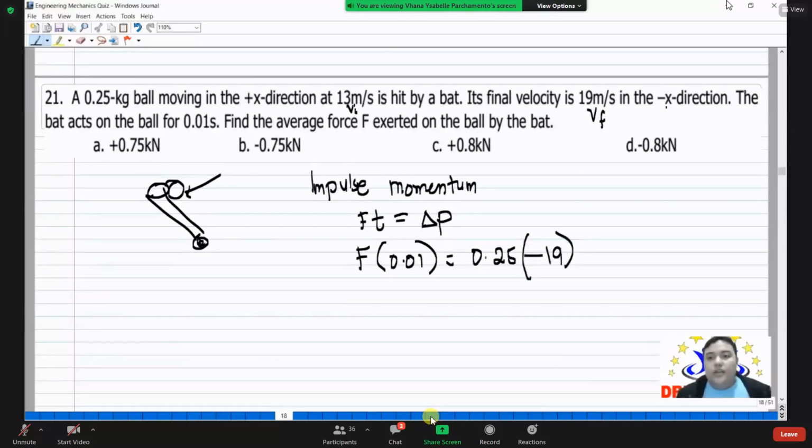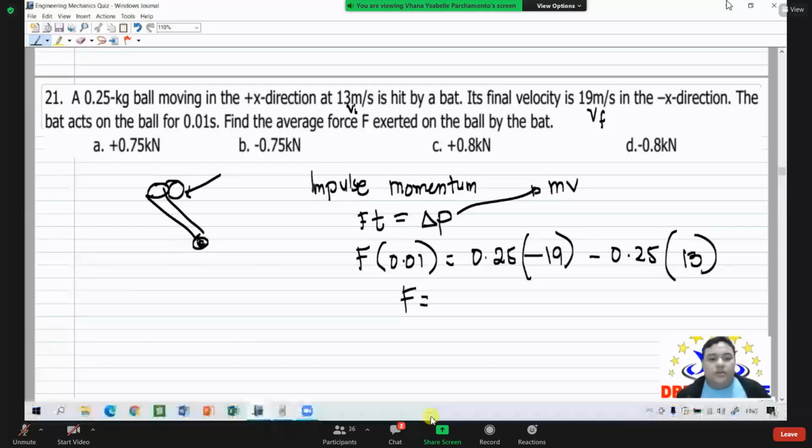Bakit negative 19? In the x direction. Kasi yung ating momentum is mv yan. So, final minus initial. So, final ito, minus 0.25 times yung initial, which is in the positive x direction. So, positive 13 lang. So, therefore, F now is equal to what?